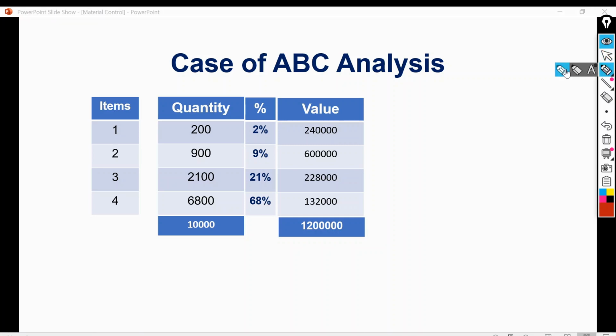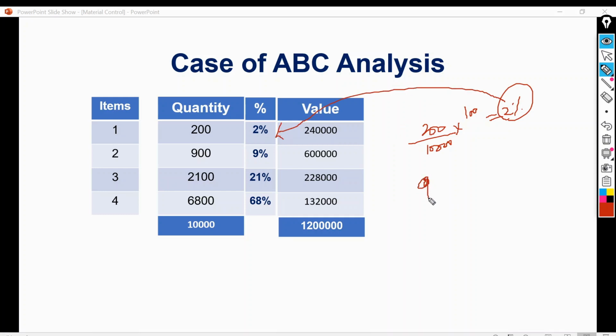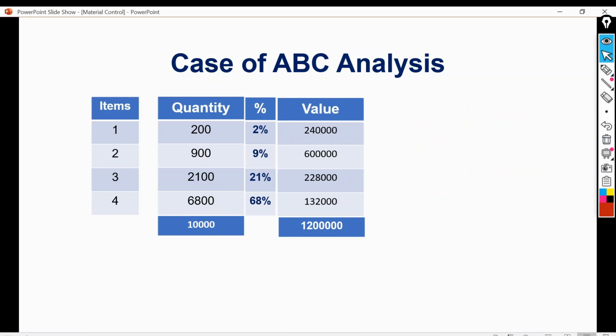You can see that in such a manner we calculate 200 divided by total quantity into 100, that is 2%. And after that, 900 divided by 10,000 into 100, that is 9%, and similarly 21% and 68%. First of all, we calculate the percentage of each quantity in respect of total quantity.